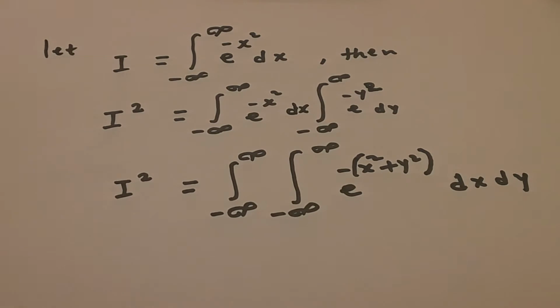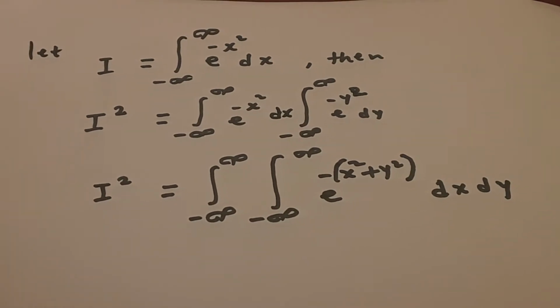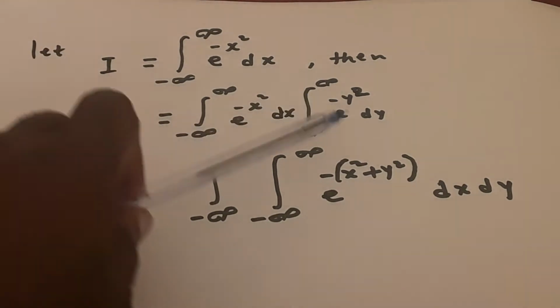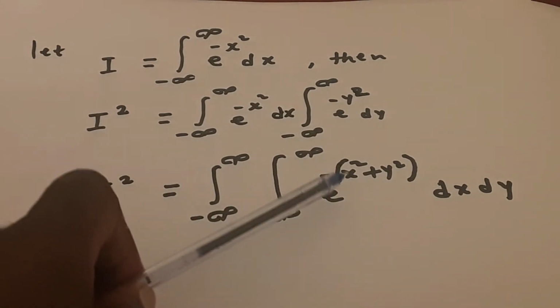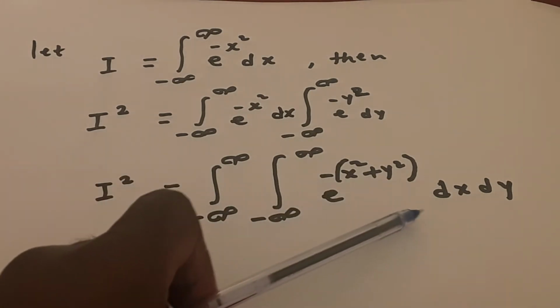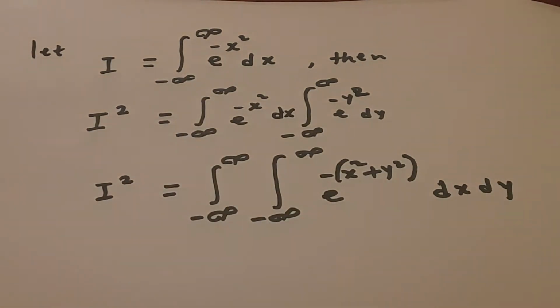We turn it into a double integral. We sum up the exponents because they have the same common base e. Just sum up the exponents, so we get e raised to minus x squared plus y squared dx dy. This is going to be solved via the polar form.